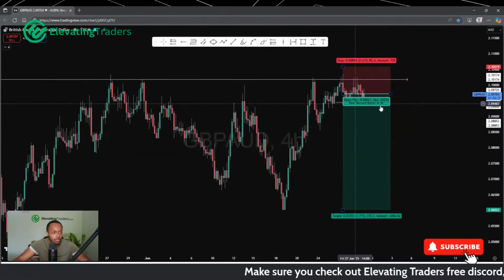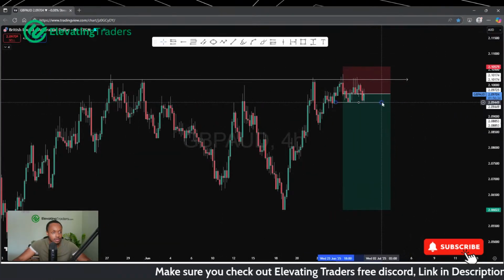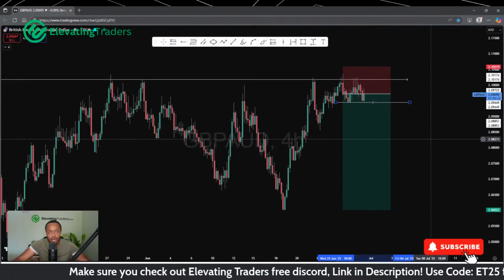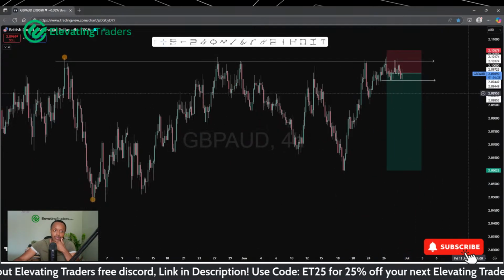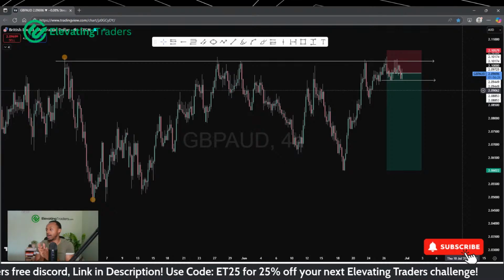If we can break support here, this line here, if we break support, then I think we're in business. But yeah, we'll see how that develops. If I do get into any other trades, I will let you guys know.